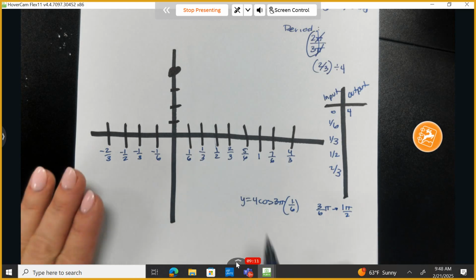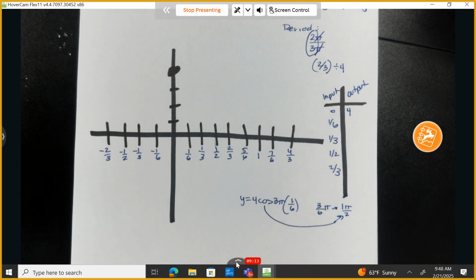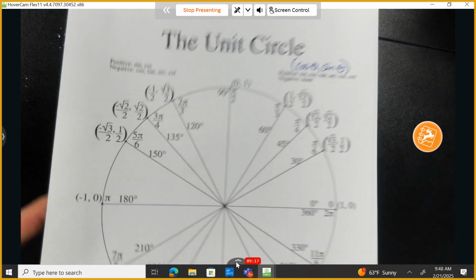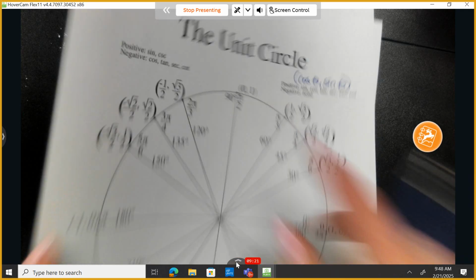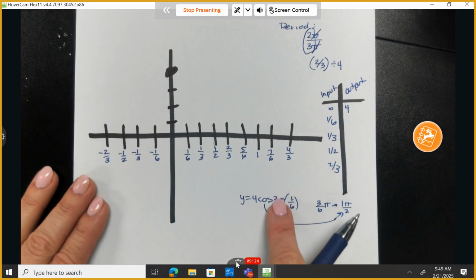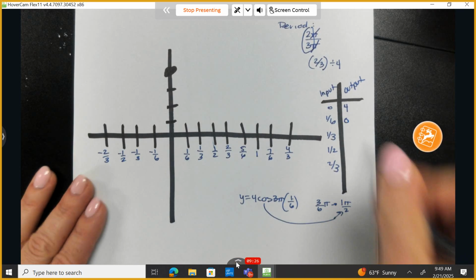Well, how does that help? I want to know what is the cosine at 1 pi over 2, or pi over 2, also known as. What is the cosine? Well, here is pi over 2. The cosine is the first number, so it's 0. What is 0 times 4? 0.